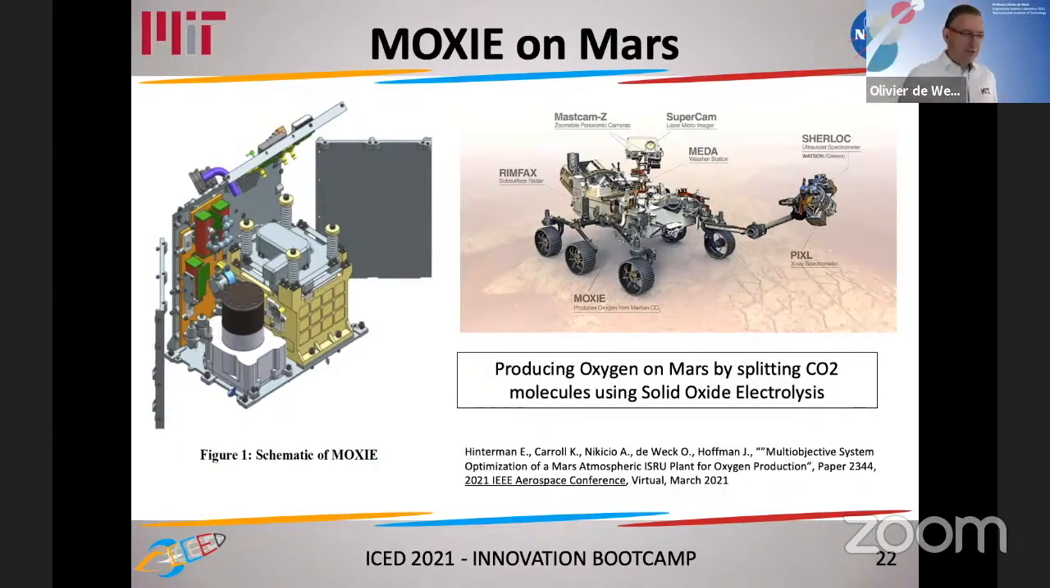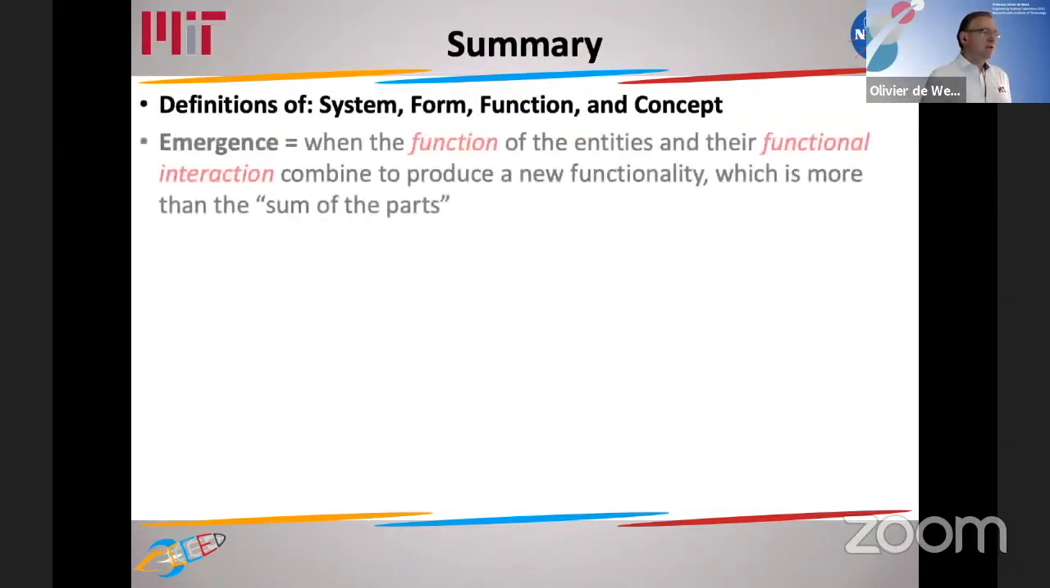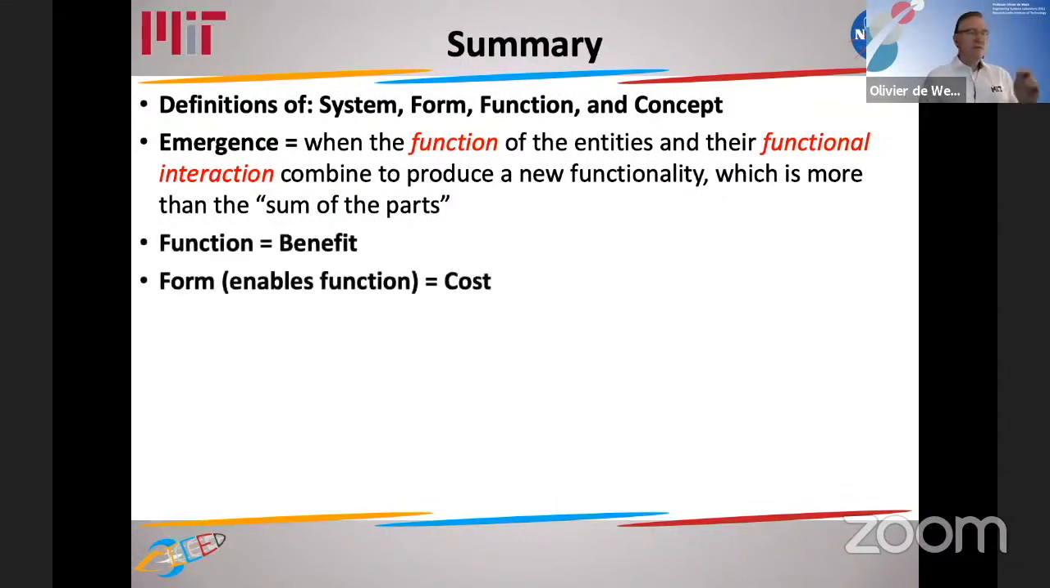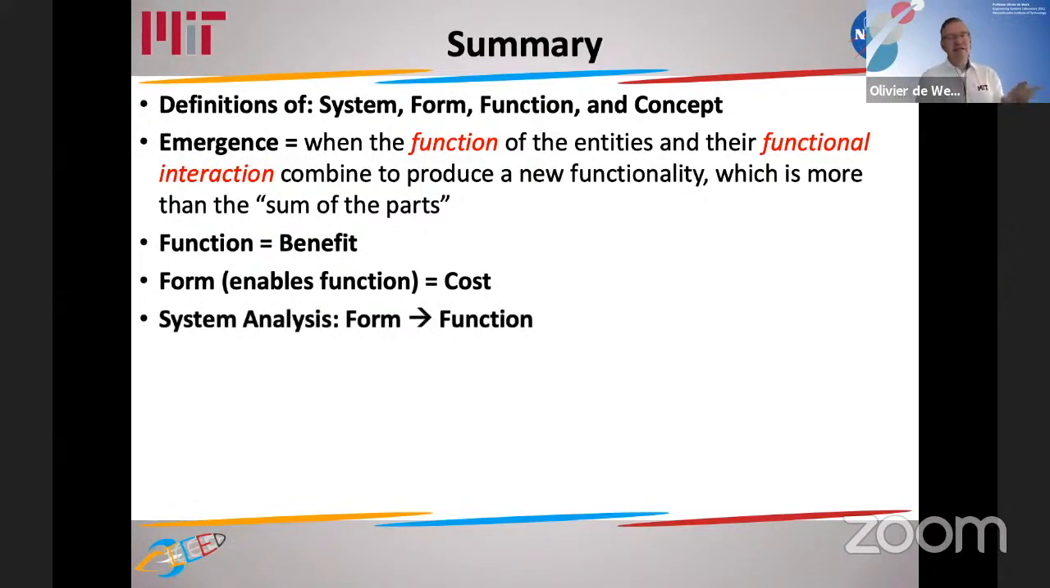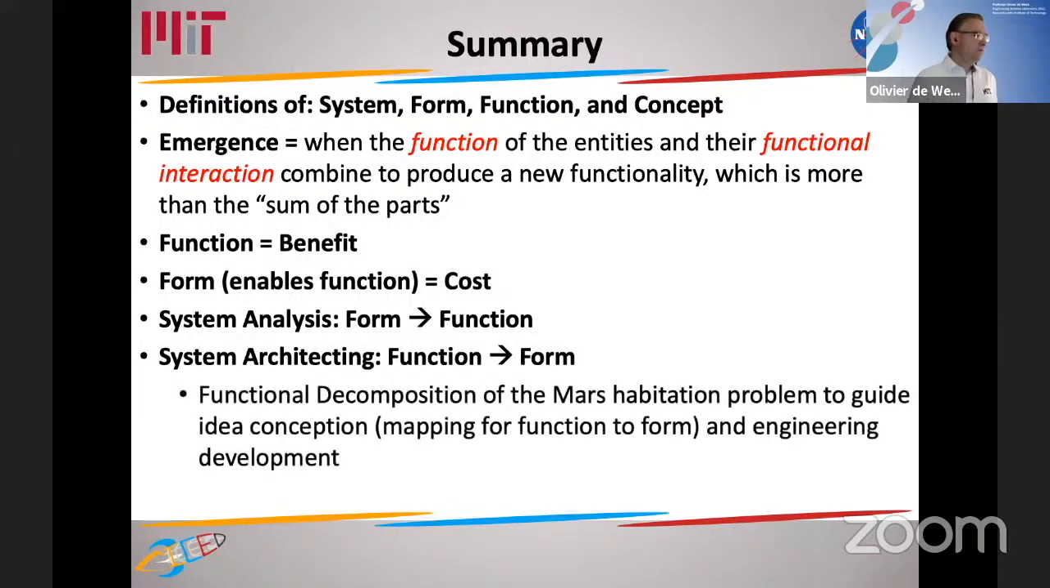So to summarize, we've talked about system, form, function, and concept, the power of emergence through functional interactions, the fact that the benefit of our systems comes from the function, but the cost accumulates in the form. Systems analysis maps from form to function. System architecting goes from function to form. And functional decomposition of the Mars habitation problem, as an example, can guide idea conception or idea generation and engineering development. Thank you very much.